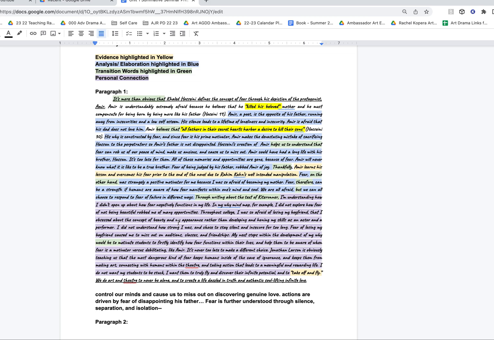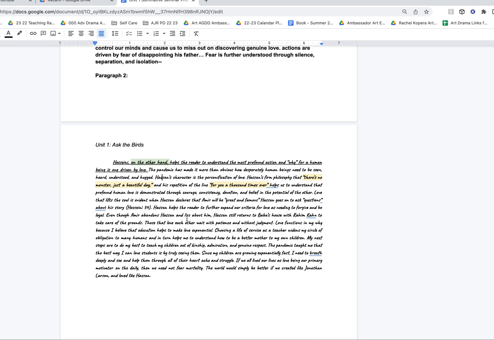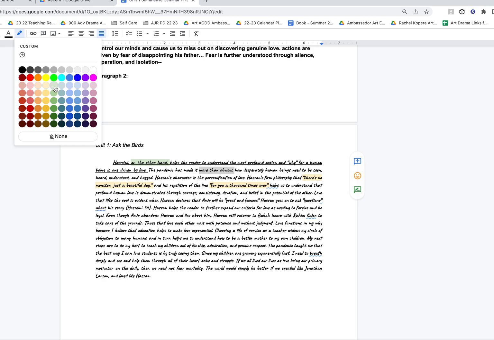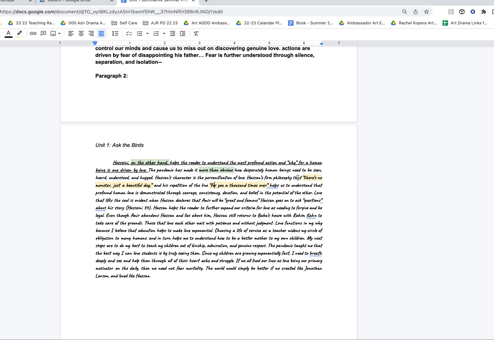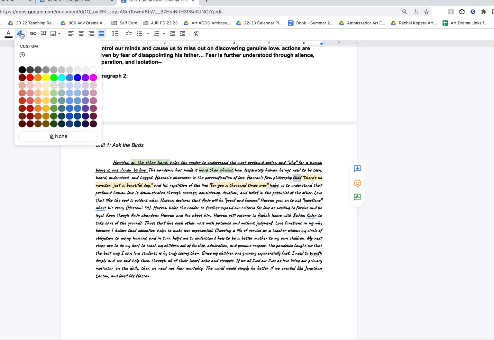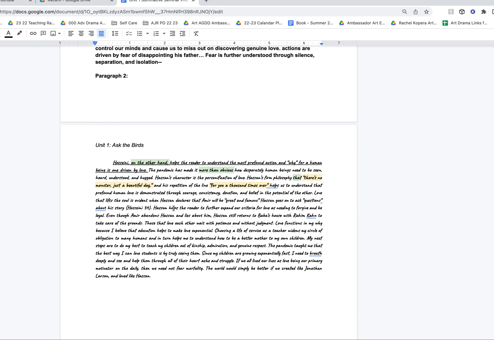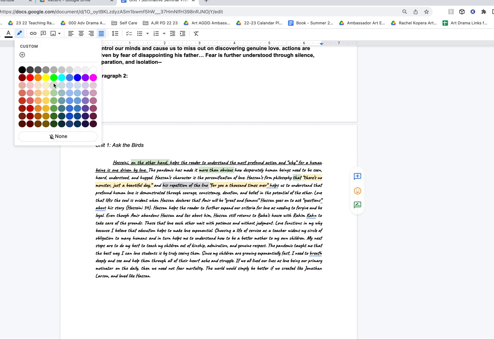For this assignment, this is an example from another novel, obviously, because we don't want to give away all the ideas. The pandemic has made it more than obvious. Oh, I overuse this. More than obvious, right, is a good transition word and phrase before introducing a quote. Repetition of the line, you could say that's a transition word and phrase.